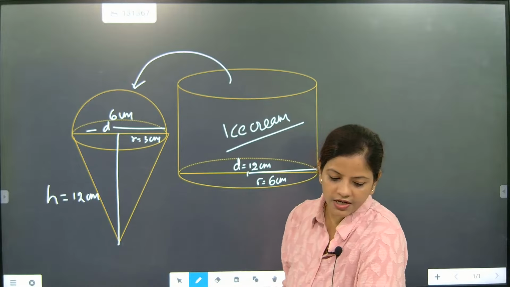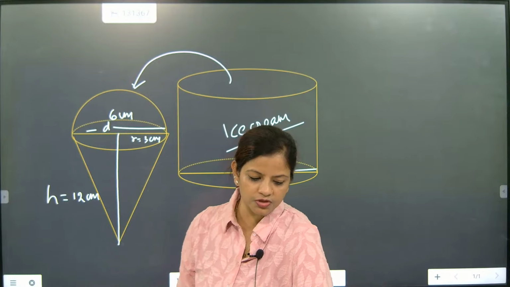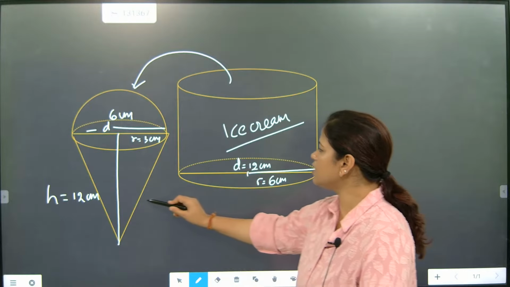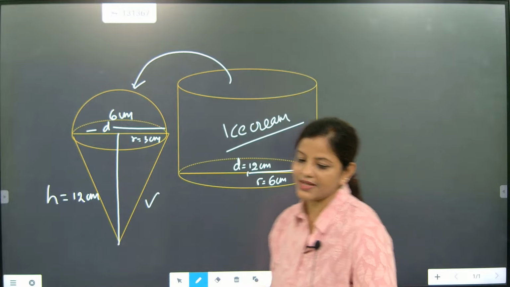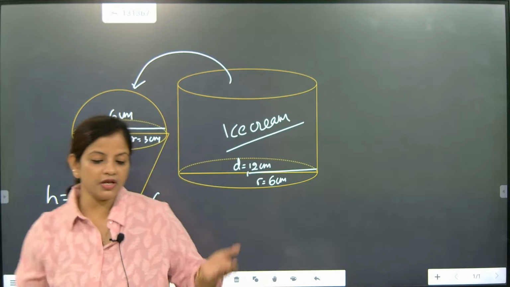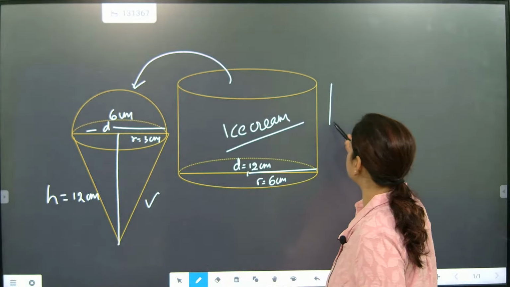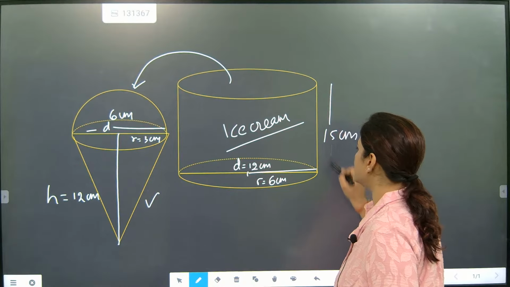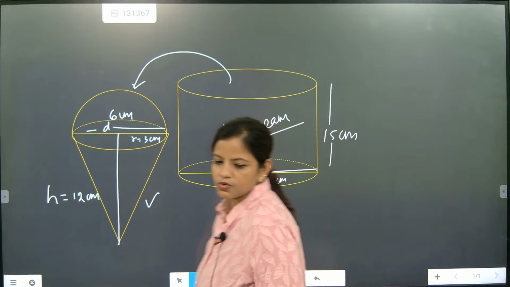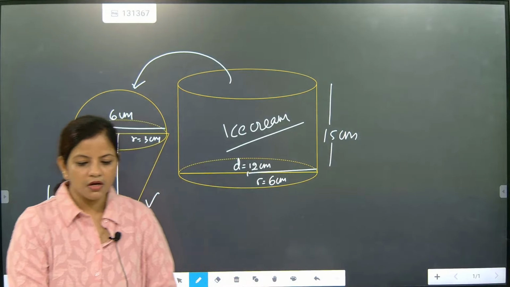After that what they are telling: find the number of such cones that can be filled. So how many cones is this ice cream going to fill? That's the question. The height is 15 centimeter and this is the diameter. So how many is it going to fill?